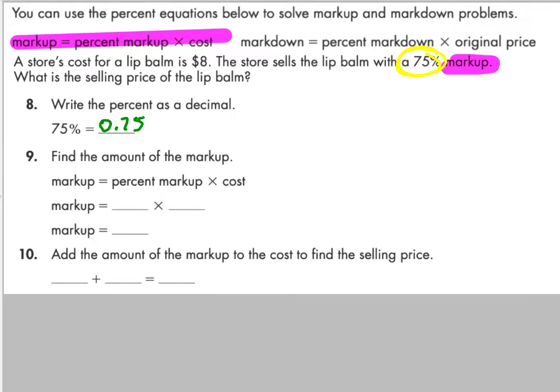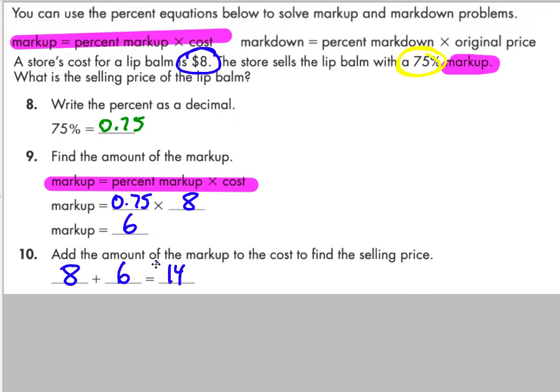We know our equation: the markup is equal to the percent times the cost. So I'm going to do 0.75 times my cost of $8. 0.75 times 8 is a markup of $6. So I want to add the amount of the markup to the cost. My cost was 8. I'm going to mark it up $6, and I'm going to sell it for a total of $14.